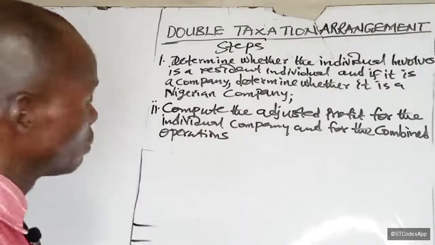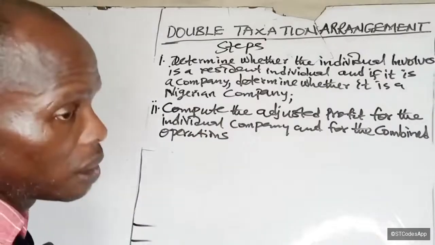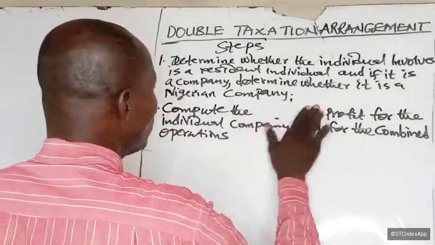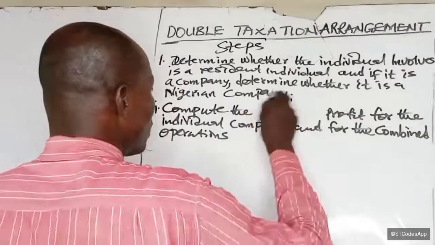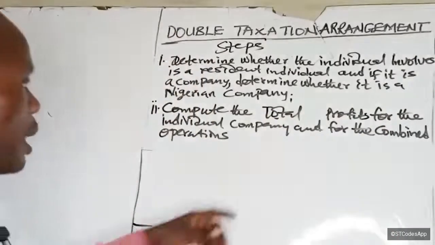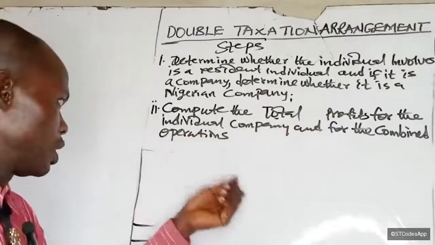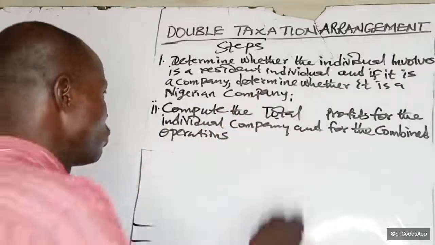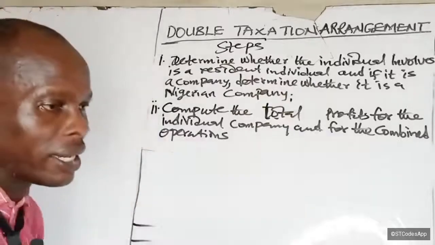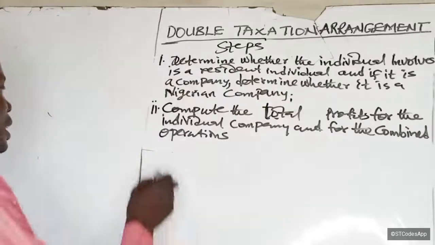Then you claim, let me say, compute the total profit. Compute the total profits for the individual, the company, and for the combined operations. By total profit, we mean the taxable profit. So step number 3: determine the Commonwealth rate and the Nigerian rate of tax.